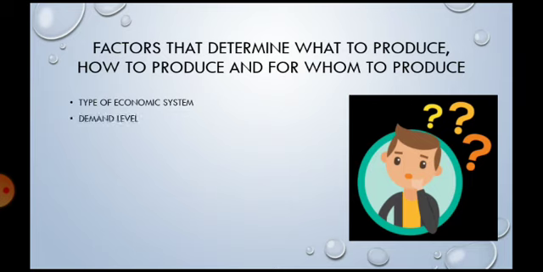Another factor that determines what to produce, how to produce, and for whom to produce is the demand level. What to produce and in what quantity is based on quantity demanded by the consumer. Take for instance, an increase in demand for a particular good will encourage more to be produced. Where the demand is low, the producer will produce less.